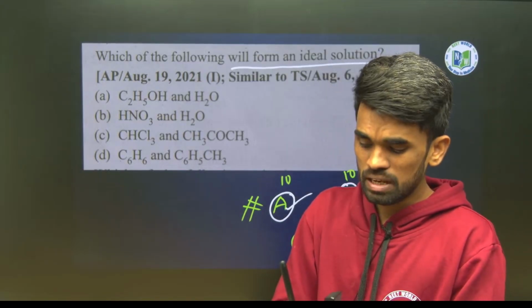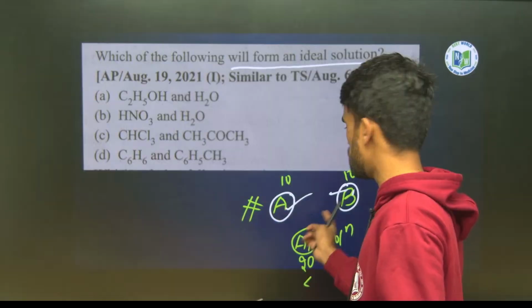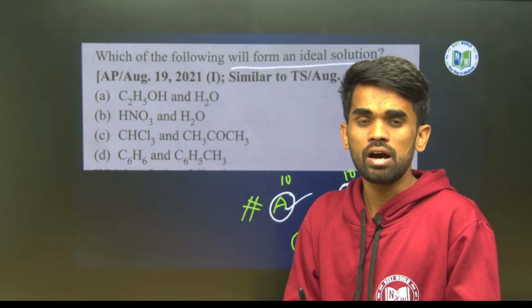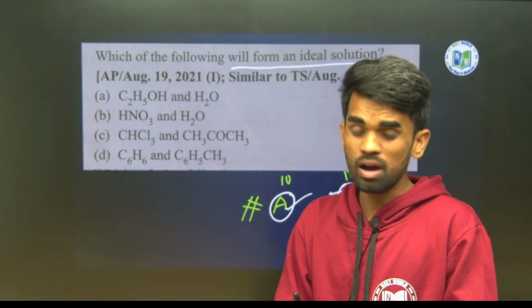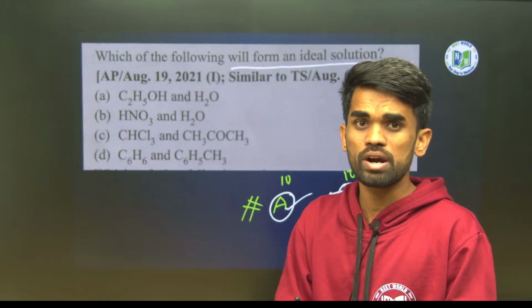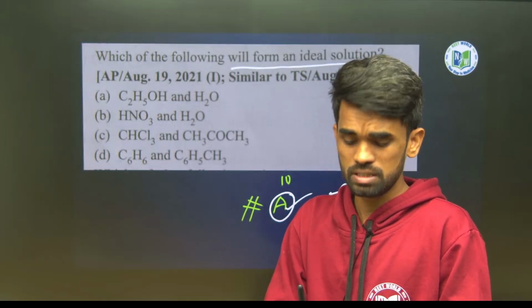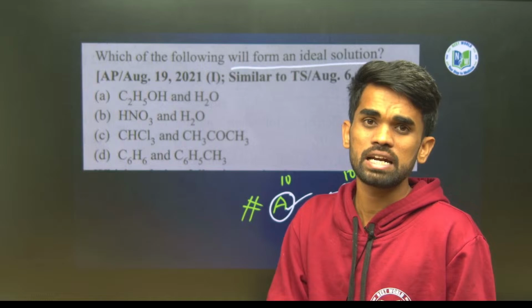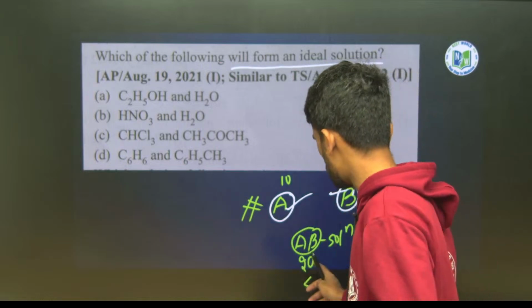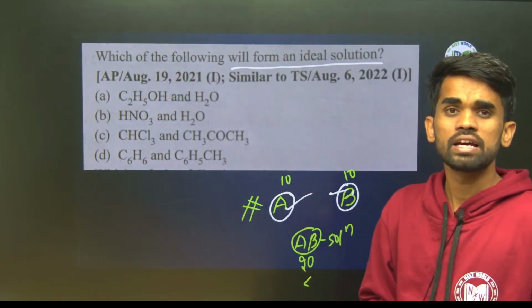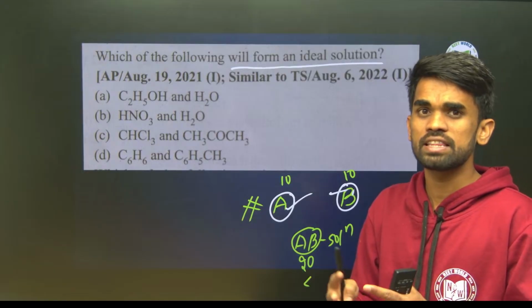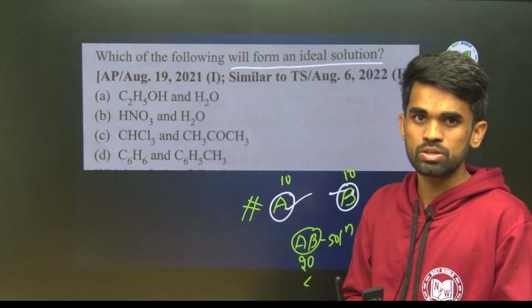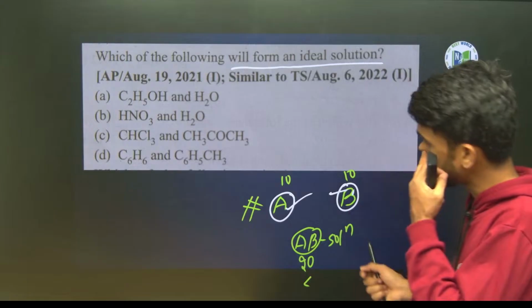And sometimes the intermolecular forces between A and B after mixing will be repulsive, or they can stay away from each other. In this case what happens? Expansion takes place, delta V is greater than 0, I can say positive here. So in that case it is a positive deviation.